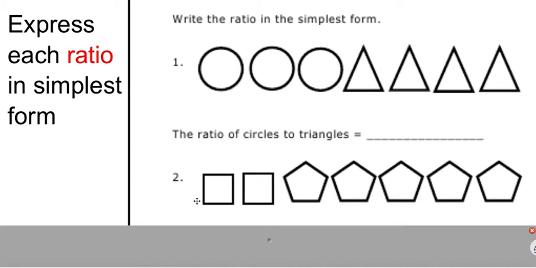The answer to this first one: I'm comparing all shapes. And since it's all shapes, it's a ratio because it's the same units. I'm comparing the circles to the triangles. And so my answer is going to be 3 to 4 because I am writing the circles to triangles. Circles to triangles is 3 to 4.